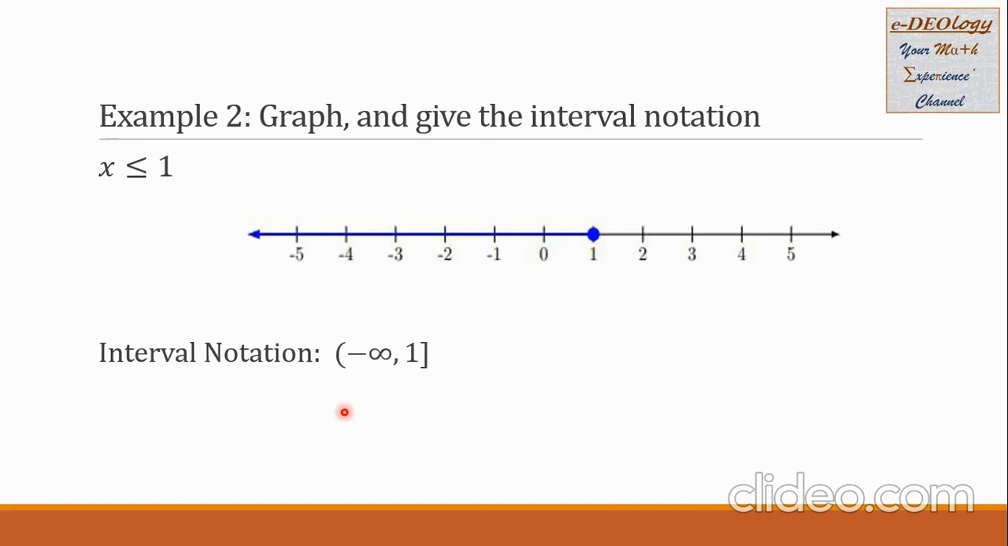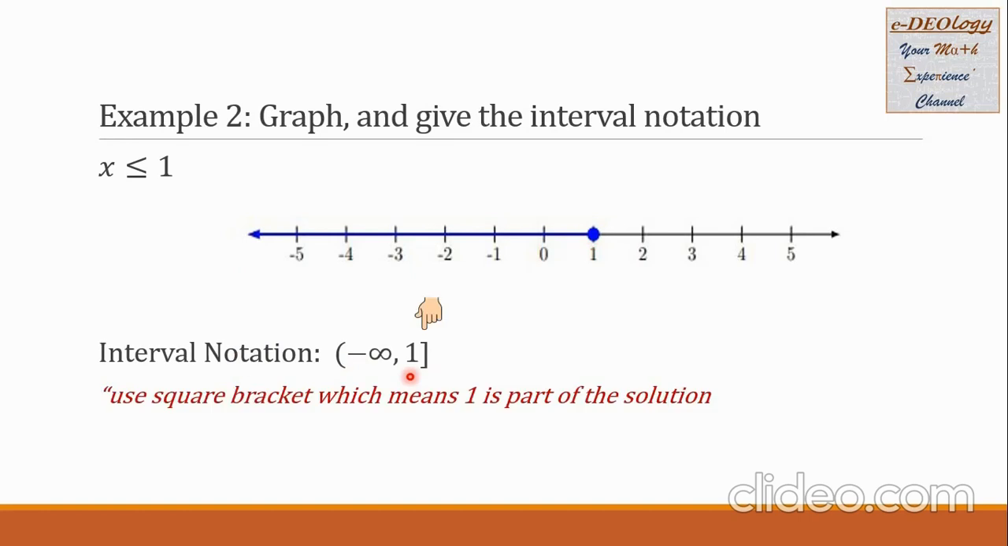So on the left side, it is coming from the -infinity. That's why it is used here. And with the 1 as the highest number on the set, it is now placed here. Now, we use square bracket after the 1, which means 1 is part of the solution.